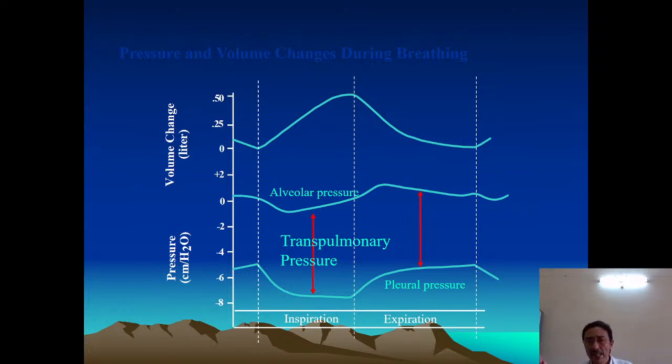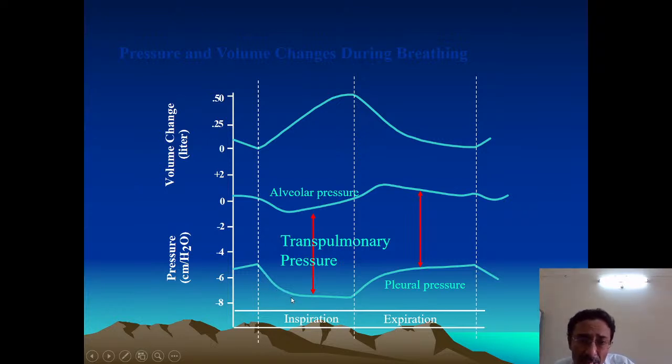The same thing is depicted here, where you see, this is the first graph, the volume change. This is the inspiration part. This is the expiration part. See, this is the pleural pressure. If the pleural pressure is somewhere around minus 5 mmHg, because of the contraction of the diaphragm and the intercostals, the pleural pressure is coming down.